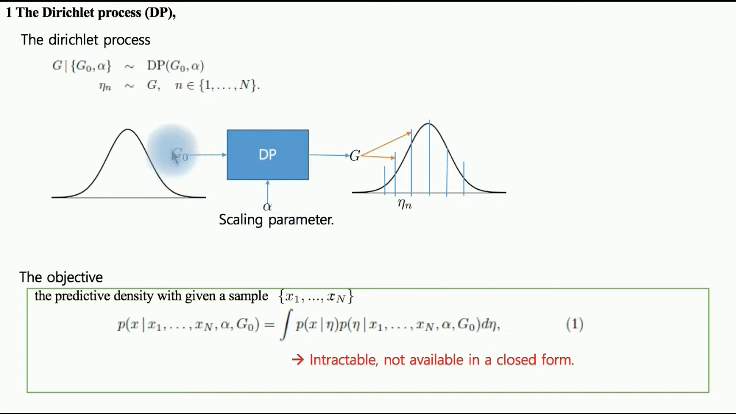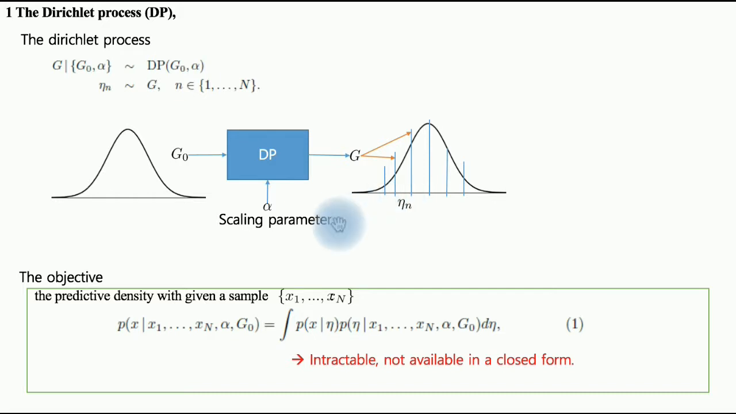In the Dirichlet process, we can draw a random measure G from the Dirichlet process and independently draw n random variables eta n from the distribution G. Positive probability is assigned to configurations in which different eta n take on identical values, like this.